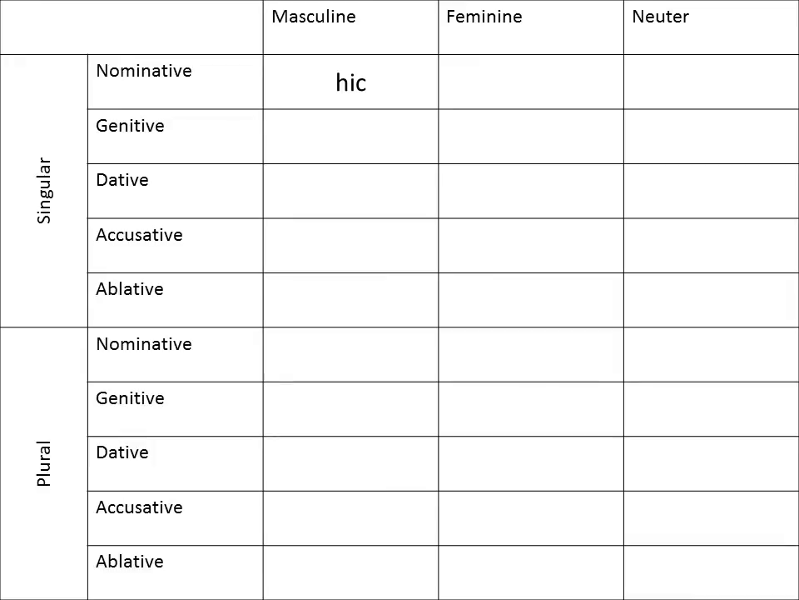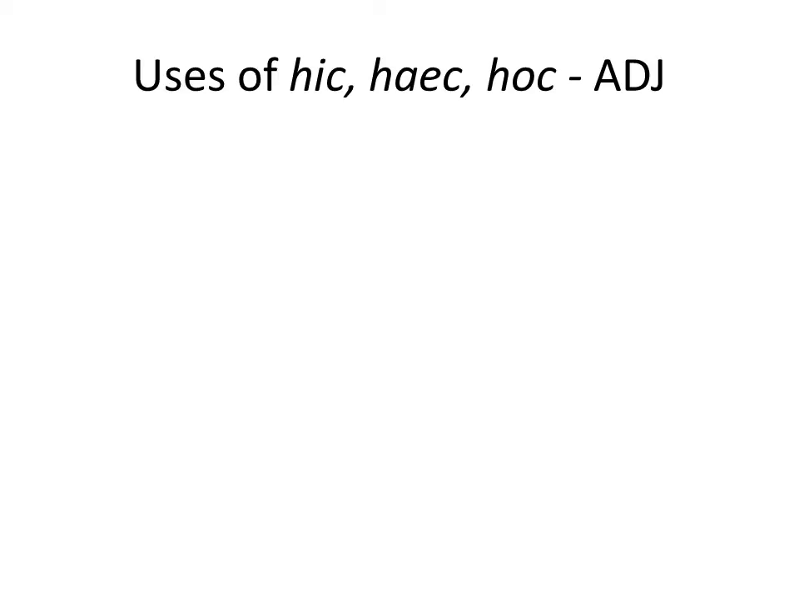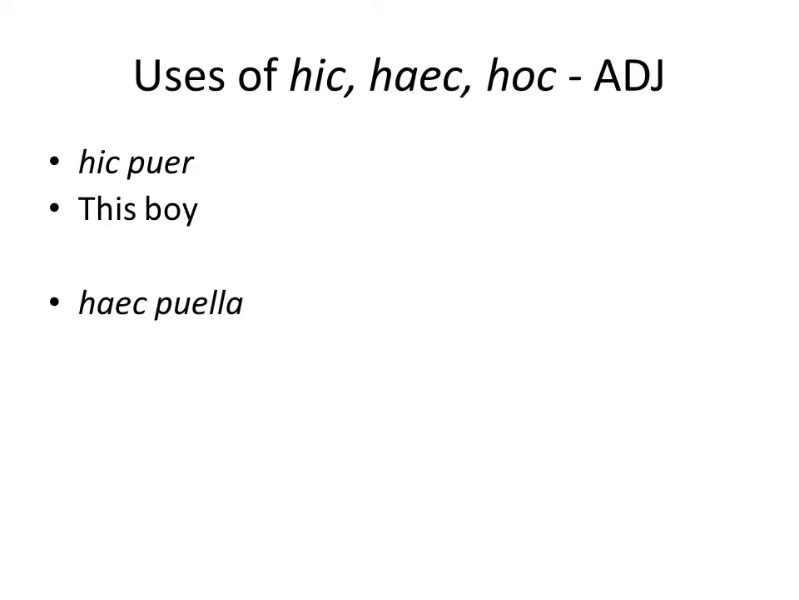Now, how do we see these? Where are we going to see these in translation? Well, let's cover the adjective first. Remember, adjectives love nouns. They agree with nouns in three things: gender, number, and case. So they have to be paired up. So we could see something like hic puer. It means this boy, this particular boy. It's not just a boy or the boy. It's this one right here.